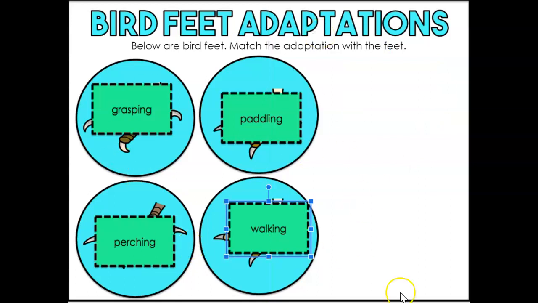Now, animals adapt and they have forms and functions for their physical adaptations. We'll be learning about that more in our following lessons.